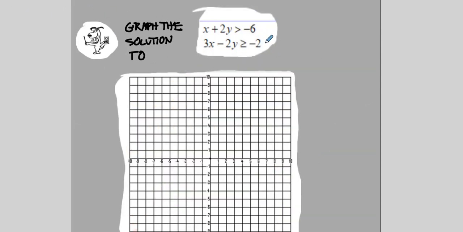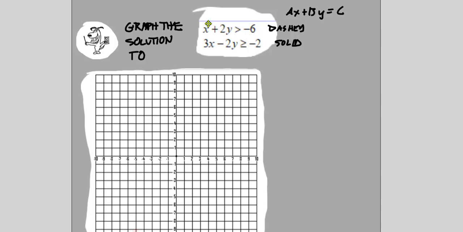Okay, so now we have a system, but now they're in the form of standard form, ax plus by equals c. In the graphing linear inequality video, part 2, I talked about how to solve this for y. So first of all, this is a dashed boundary. This is a solid boundary because it's greater than or equal to. I'm going to move this over. So now the boundary equation here is x plus 2y equals -6. Here the boundary equation is 3x minus 2y equals -2.